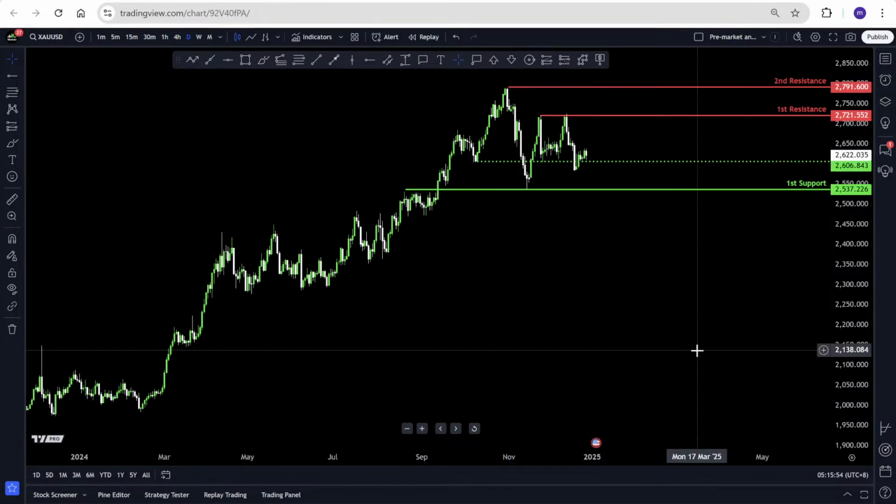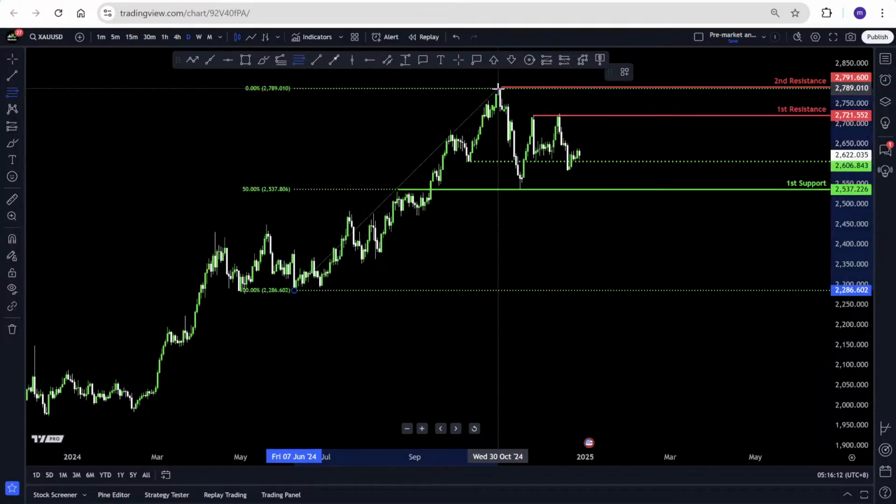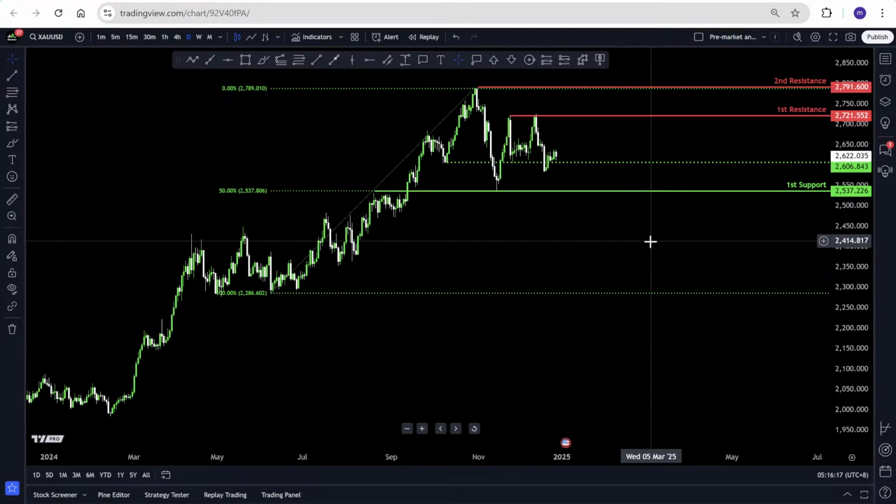Okay, so these are the levels that I'm going to be using for gold. Now I'm going to go in with our Fibonacci levels to represent these levels, or rather to support these levels. So starting off, I have a 50% retracement that lines up with my first support.